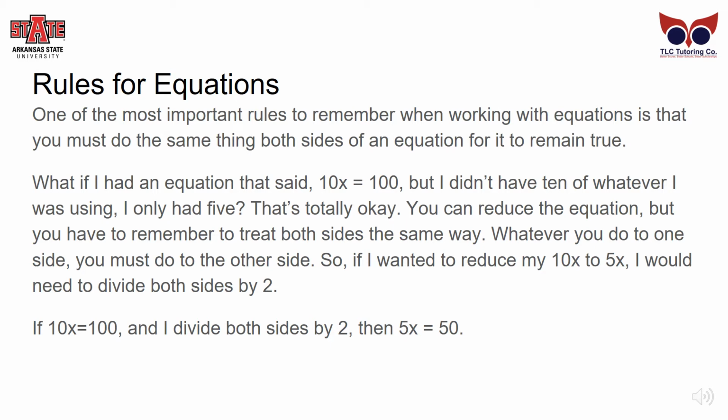So if I wanted to reduce my 10x to 5x, I would need to divide both sides by 2. If 10x equals 100 and I divide both sides by 2, I would find that 5x equals 50.